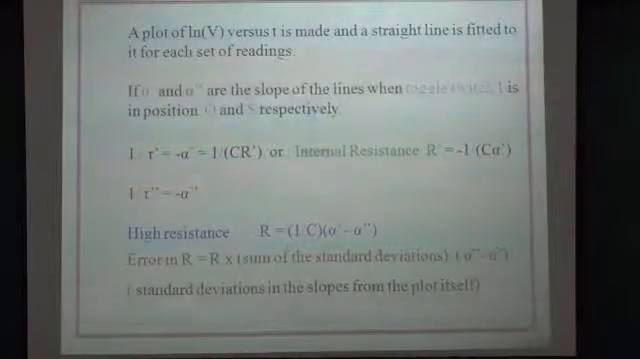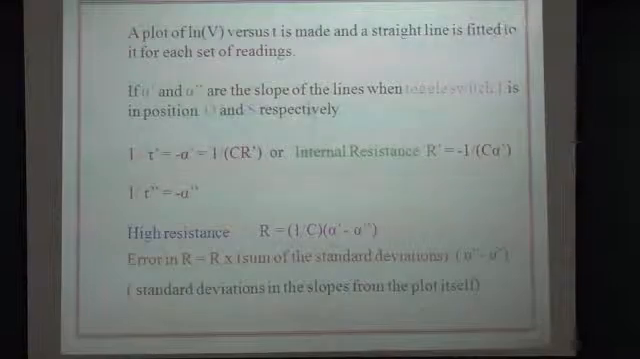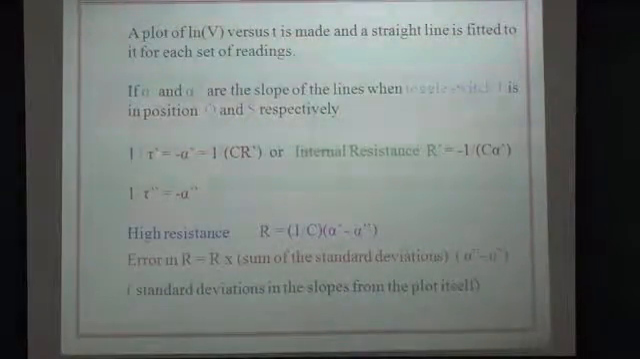So you have two sets of data. You plot the log of V versus time. Find the straight line. Find the slope alpha for O and for S. The difference of the two will give you the value of R.